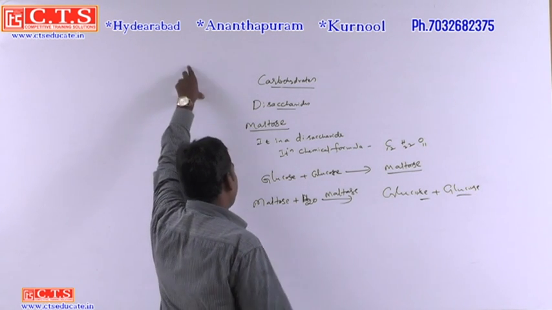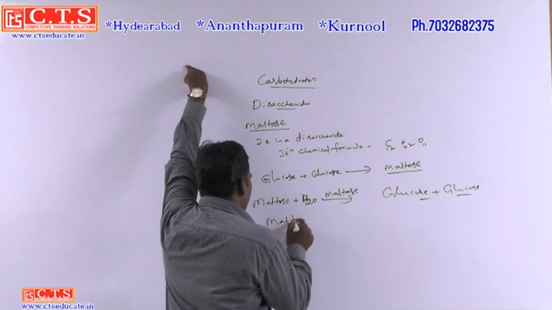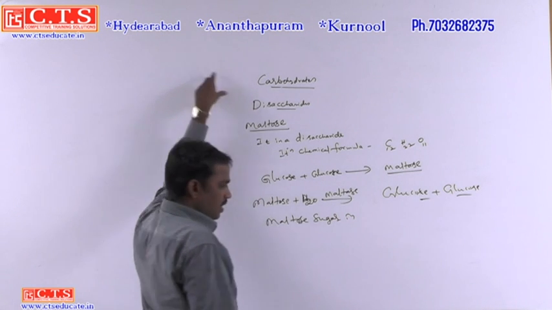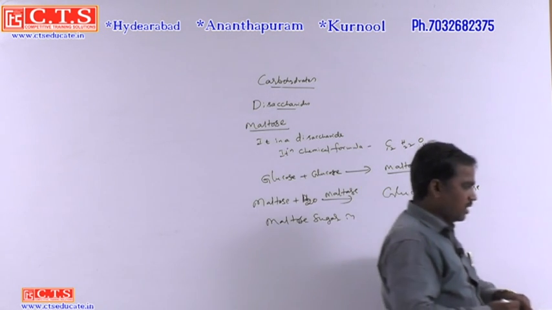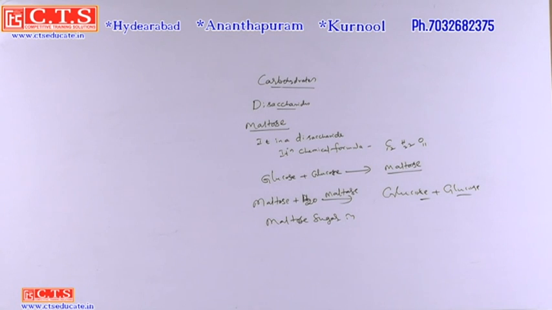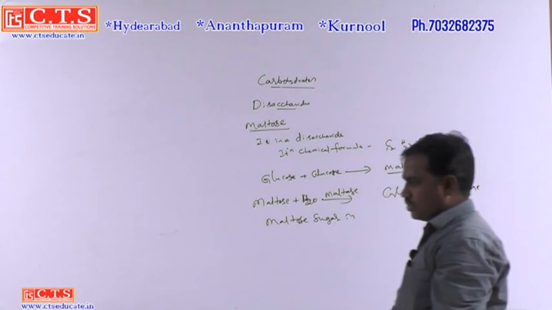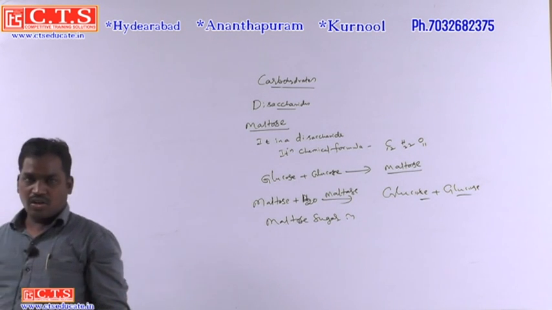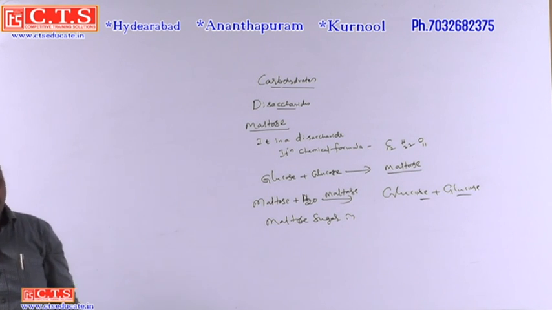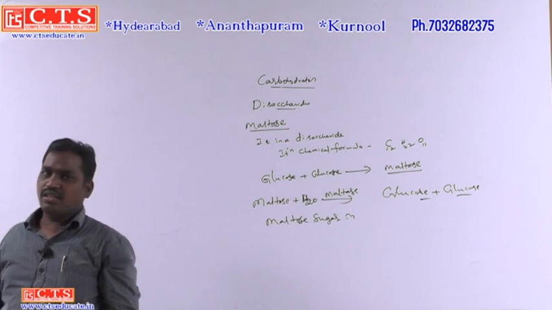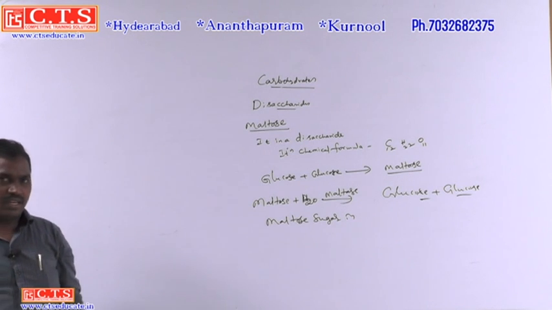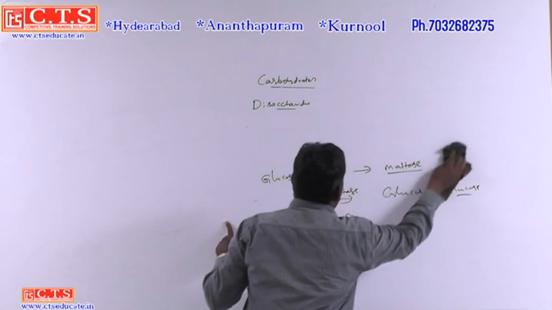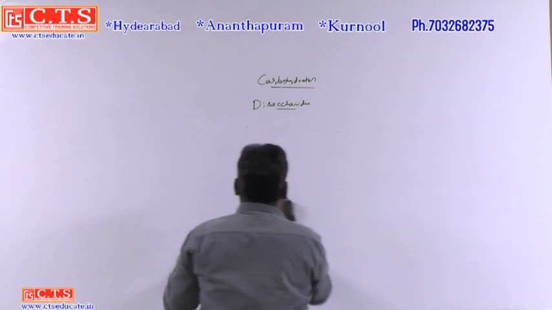Next, well-known topic: maltose sugar is present in ragi malt. It is a less sweet sugar.